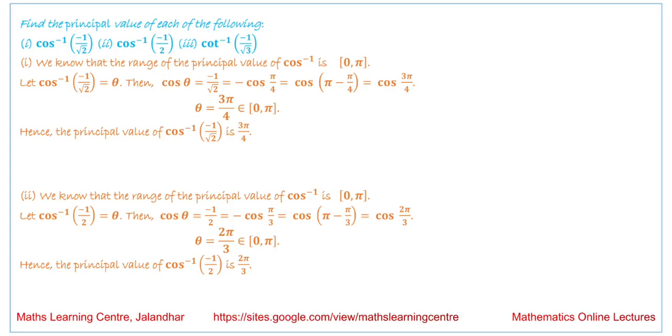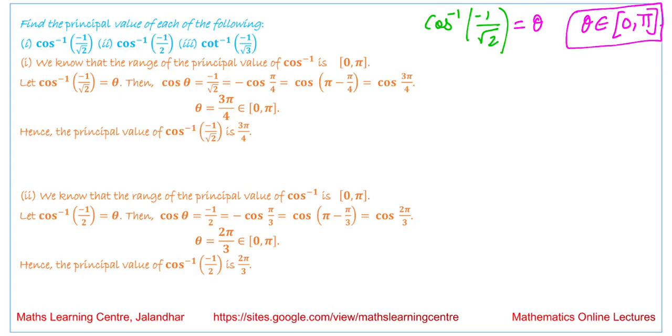Next is find the principal value of the following. First is cos inverse of minus 1 by square root of 2. Suppose we say this value is equal to theta, then this theta should belong to the interval 0 to pi, because we know that the principal branch of cos theta is 0 to pi. So this implies that cos theta should be equal to minus 1 by root 2, and this value is equal to minus cos of pi by 4.